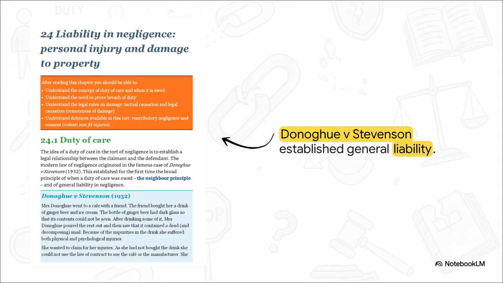Now, here was her legal hurdle. Mrs. Donoghue couldn't sue the cafe using contract law because she didn't actually buy the drink. Her friend did. No contract, no claim. So she sued the manufacturer in negligence, claiming they owed her a duty of care. And the House of Lords? They actually agreed, creating a brand new legal relationship that didn't rely on a contract.